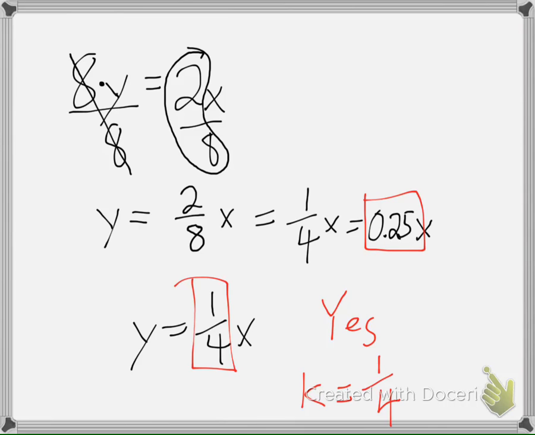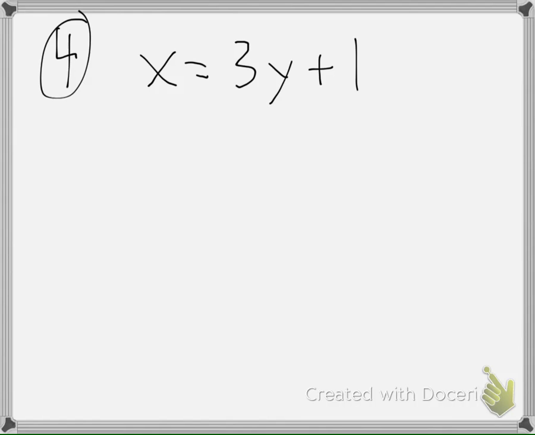Now, the next one is number 4. We have x equals 3y plus 1. Now, is this in y equals form? No. It's not in y equals form because this says x equals, right? But you have the thing that you can switch.